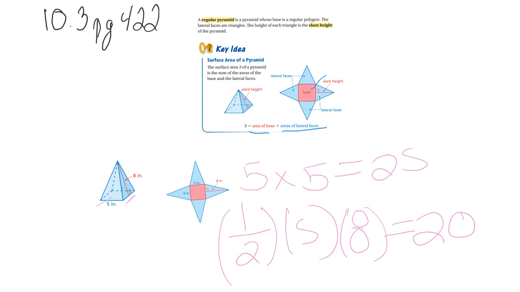So let's go ahead and add all that up. 25 plus 4, because there's 4 sides, times the 20, because that's the area of the sides. You would end up with 105 inches, and this is still area squared. There you go. So that is how you do that.